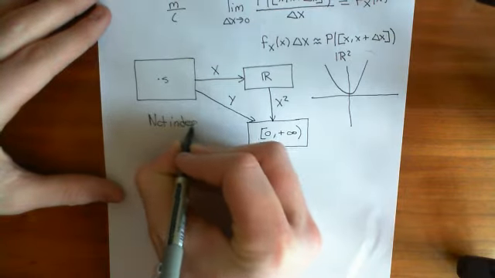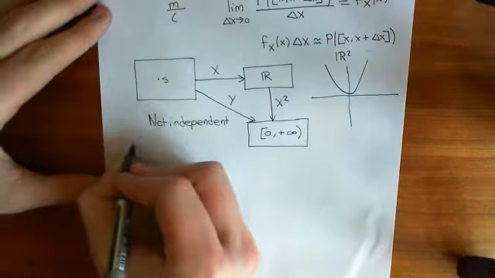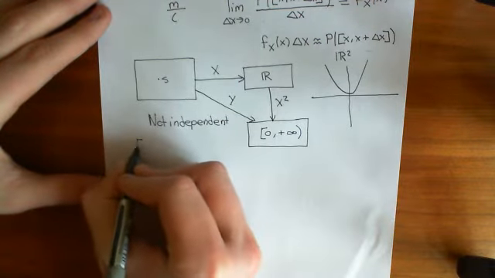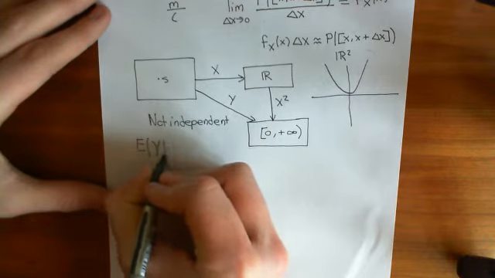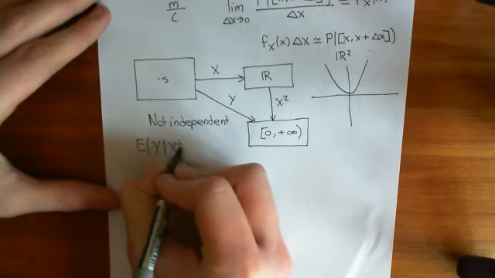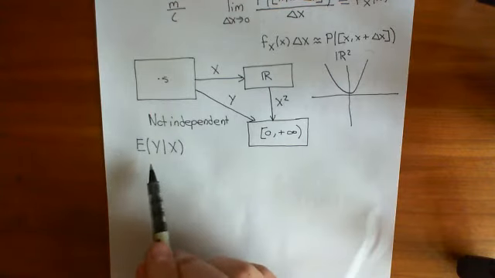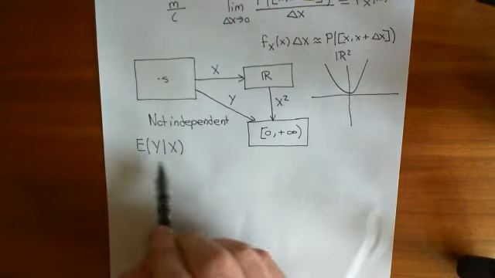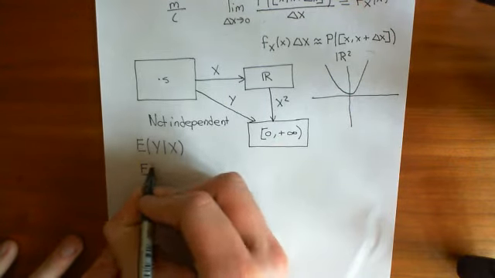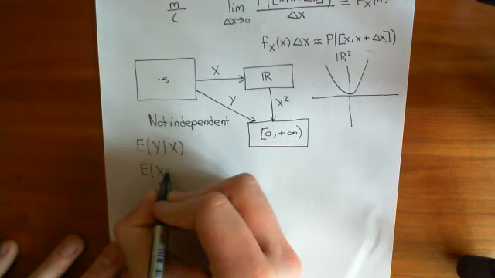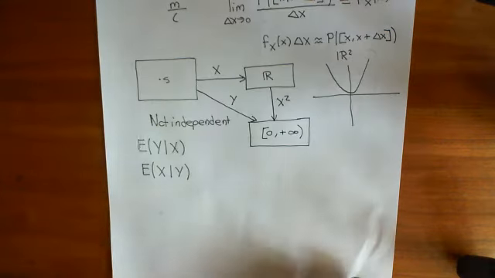So what we want to consider is two things, and we'll do this in the next video. Firstly, what is the expected value of y given that we know the value of x? That shouldn't be too difficult, because if we know the value of x, then we instantly know the value of y. And then we're also going to look at the expected value of the random variable x, given that we know the value of the random variable y. And that one's a little bit more subtle.